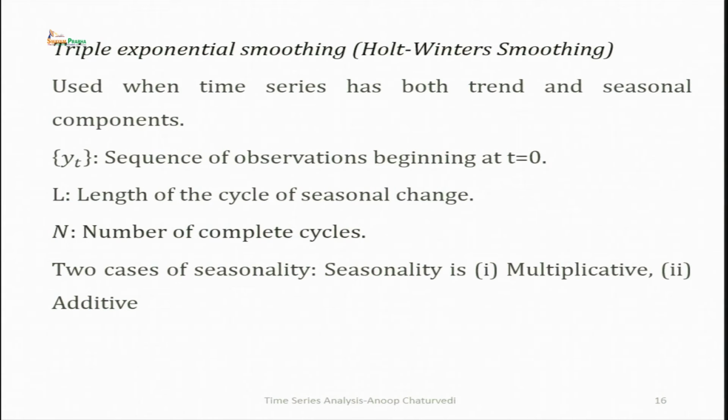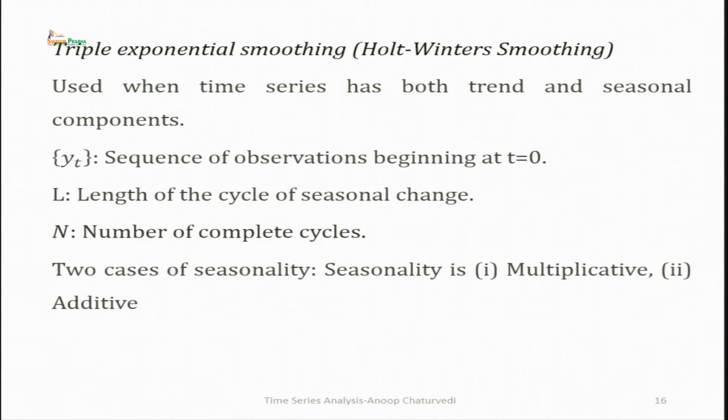Now, if your time series has both trend and seasonal components, then you should go for triple exponential smoothing or Holt-Winters smoothing procedure. So, we apply this procedure when your time series has both seasonal component as well as trend component.